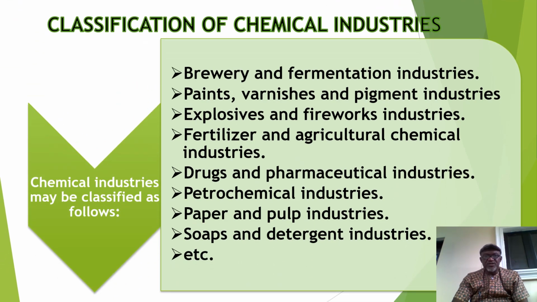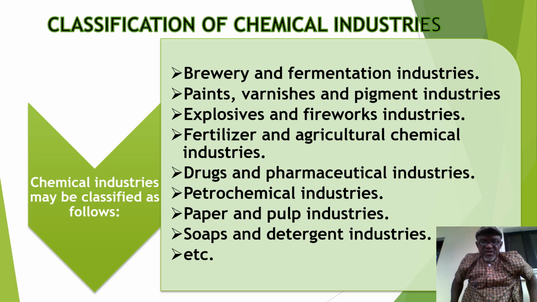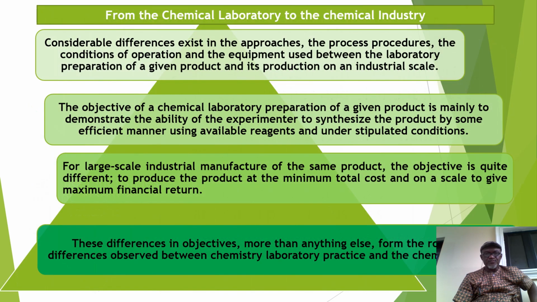Now, all these things were mentioned, classification of these chemical industries. You can see we have a lot of them. We just listed the common ones here: brewery and fermentation, all kinds of drinks, fermented products, alcoholic beverages, whiskeys, and so on. Paints, varnishes, pigments, explosive firework industries, fertilizer, agricultural chemical industry, drugs, pharmaceuticals, petrochemicals, paper and pulp, soap and detergent. There are so many of them. Just for you to know that there are so many of these chemical industries.